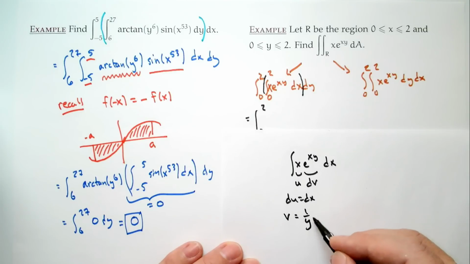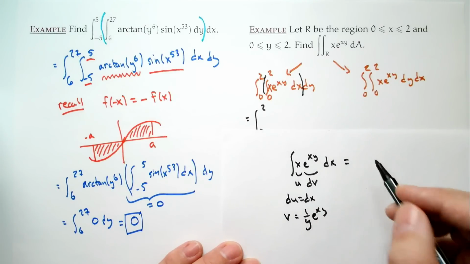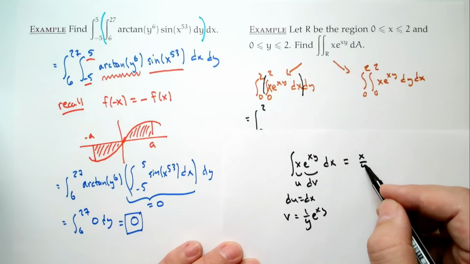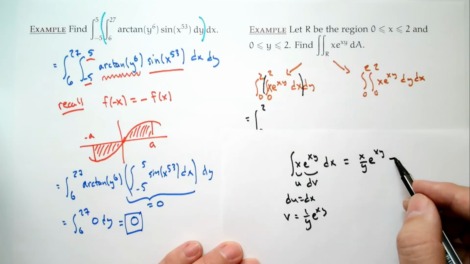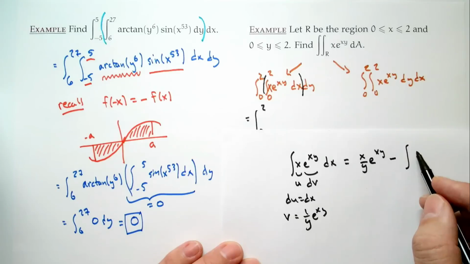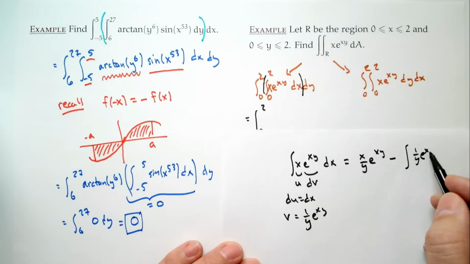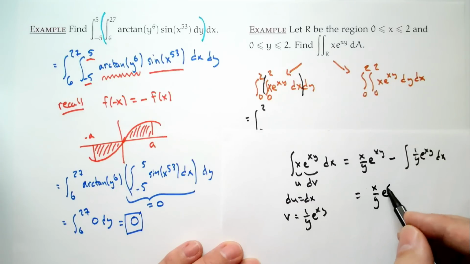1 over y, e to the xy. So this would become uv, so that would be x over y, e to the xy. And then we're going to subtract the integral v du. So 1 over y, e to the xy, dx. So that's x over y, e to the xy.